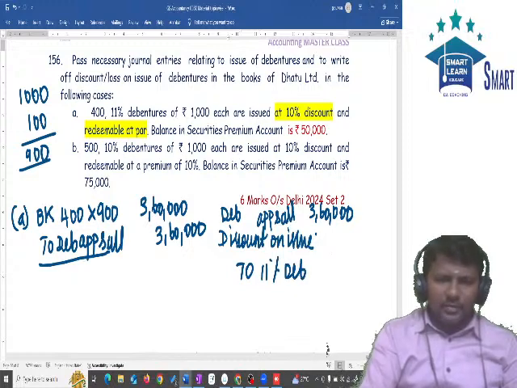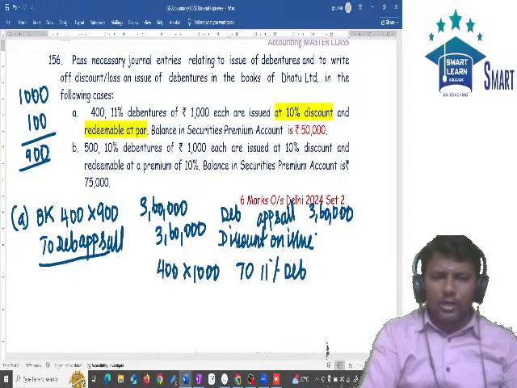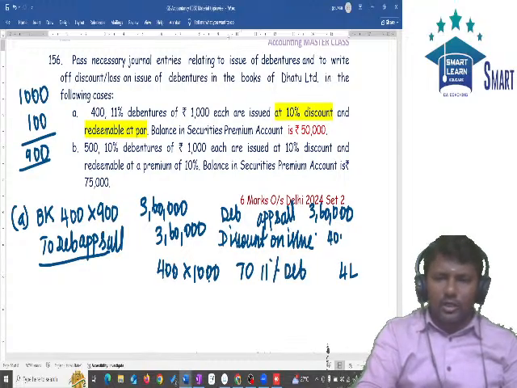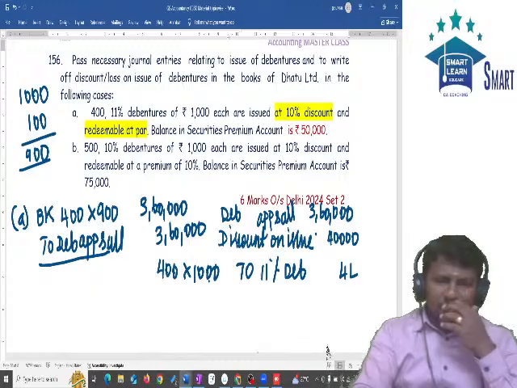Always remember, debenture should be credited with face value. 400 number of debentures, debenture amount is 1000. 400 into 1000 will give you 4 lakh. Discount is how much amount? 40,000. And now the discount should be written off.